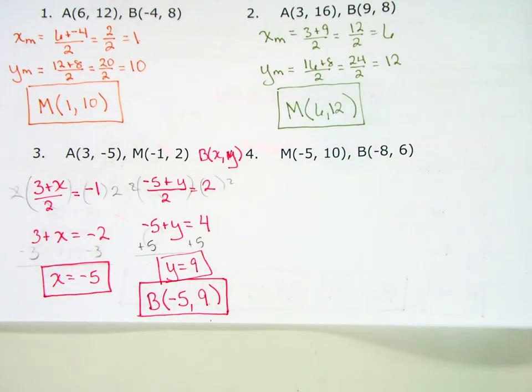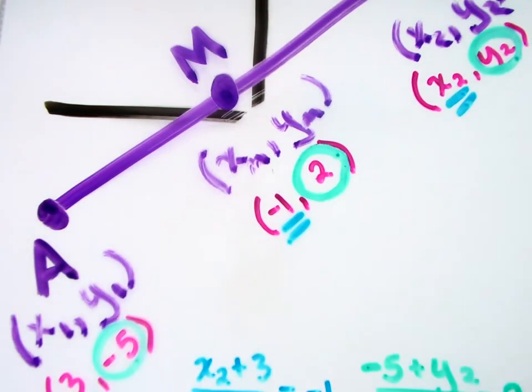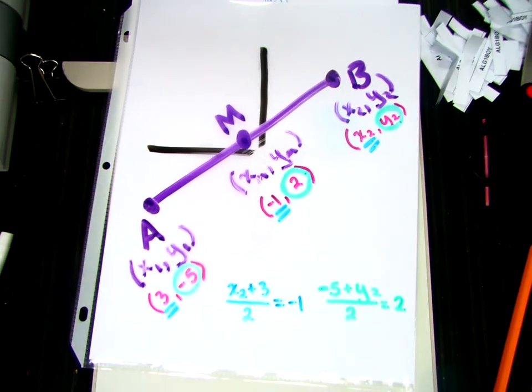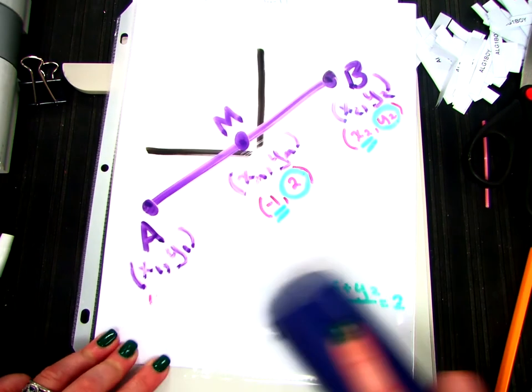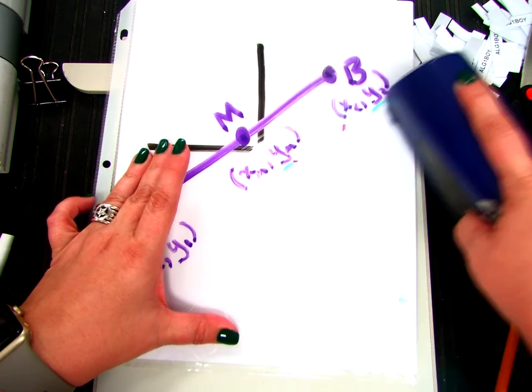Number 4, I'm missing point A, right? So I'm missing the endpoint. So in this one, if I were to fill this one in this time, what I've got is... erase.